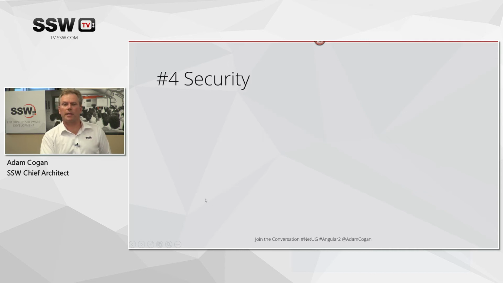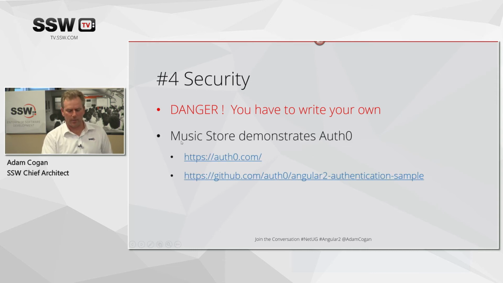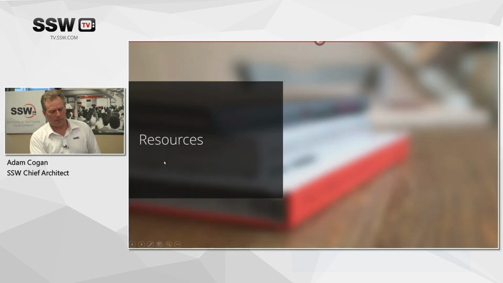So let's talk about security. What does Angular 2 say about security? Well, Angular 2 says we don't deal with that, you write your own, okay? Troy Hunt will probably tell you that's a bad idea. In our sample, we are using Auth0, and Auth0 is a third-party provider, and it has an authentication sample on GitHub, and it's an implementation of that. That might change over time, but that's how it is at the moment.